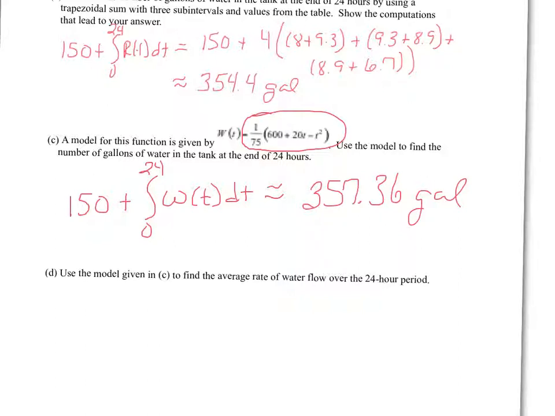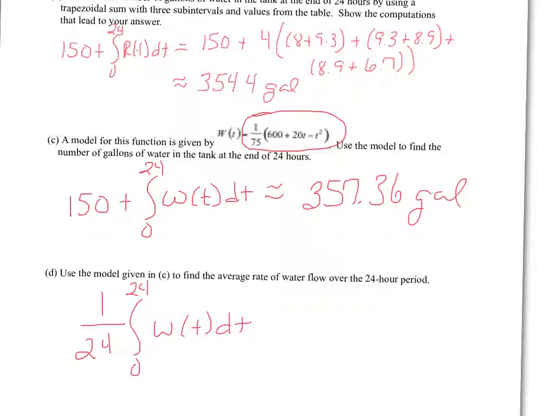The average rate of water flow over the 24-hour period. Are we concerned with how much water is in the tank at the beginning? No, because we just want the average rate of flow. So how are we going to do that? Would it be 1 over b minus a times the integral from a to b? Mm-hmm. 1/24 from 0 to 24 of W(t) dt.